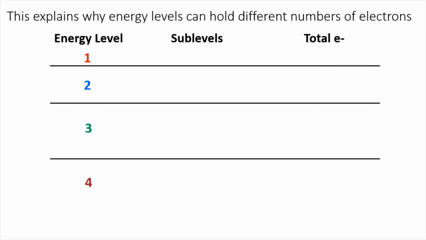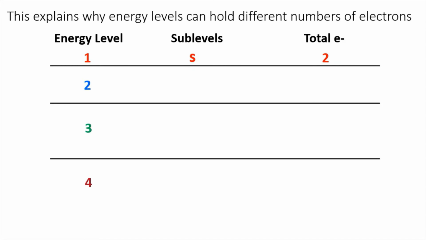So we're going to take a look at energy level 1 through 4. Remember, energy level 1 only had the S sublevel, and the S sublevel can only hold up to 2 electrons. So the maximum number of electrons that will fit in the first energy level is 2.